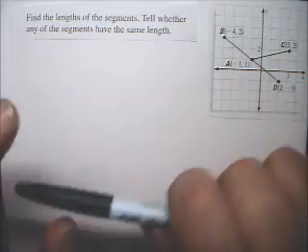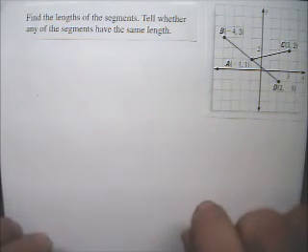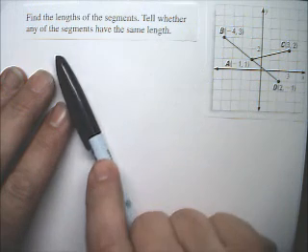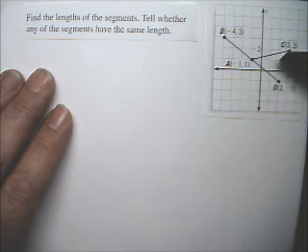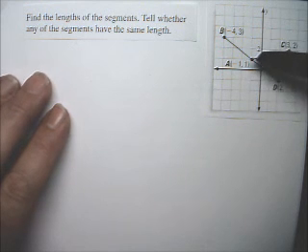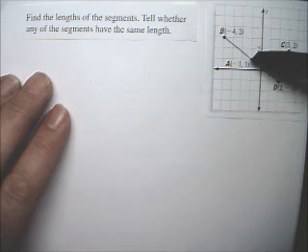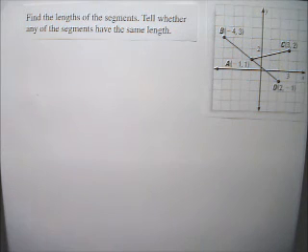Hello, this is the Basics of Geometry, Segments and Their Measure, Example 3. Example 3 says find the lengths of the segments, and tell whether any of the segments have the same length. So I see four segments here: AB, segment AC, AD, and BD. So we'll find the lengths of all four of these segments.